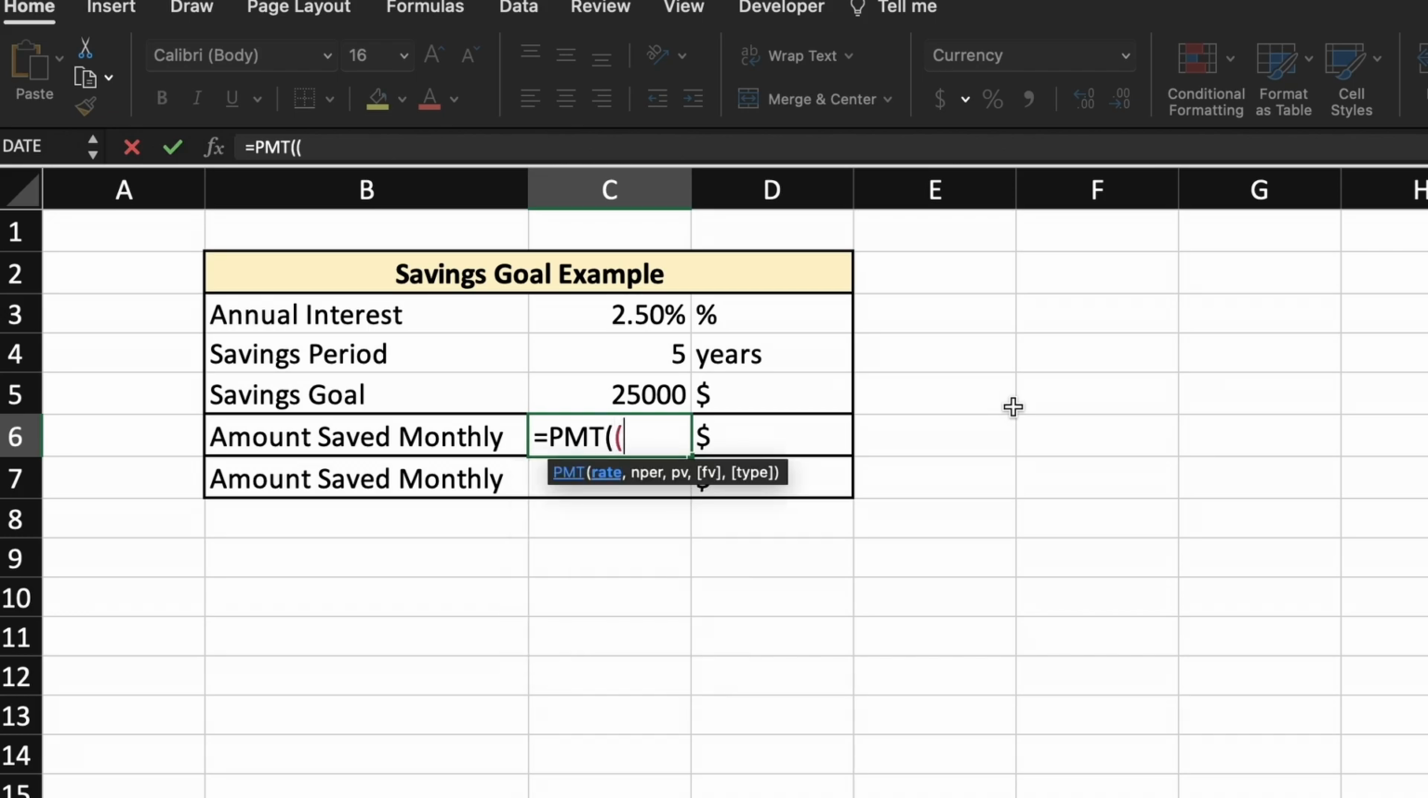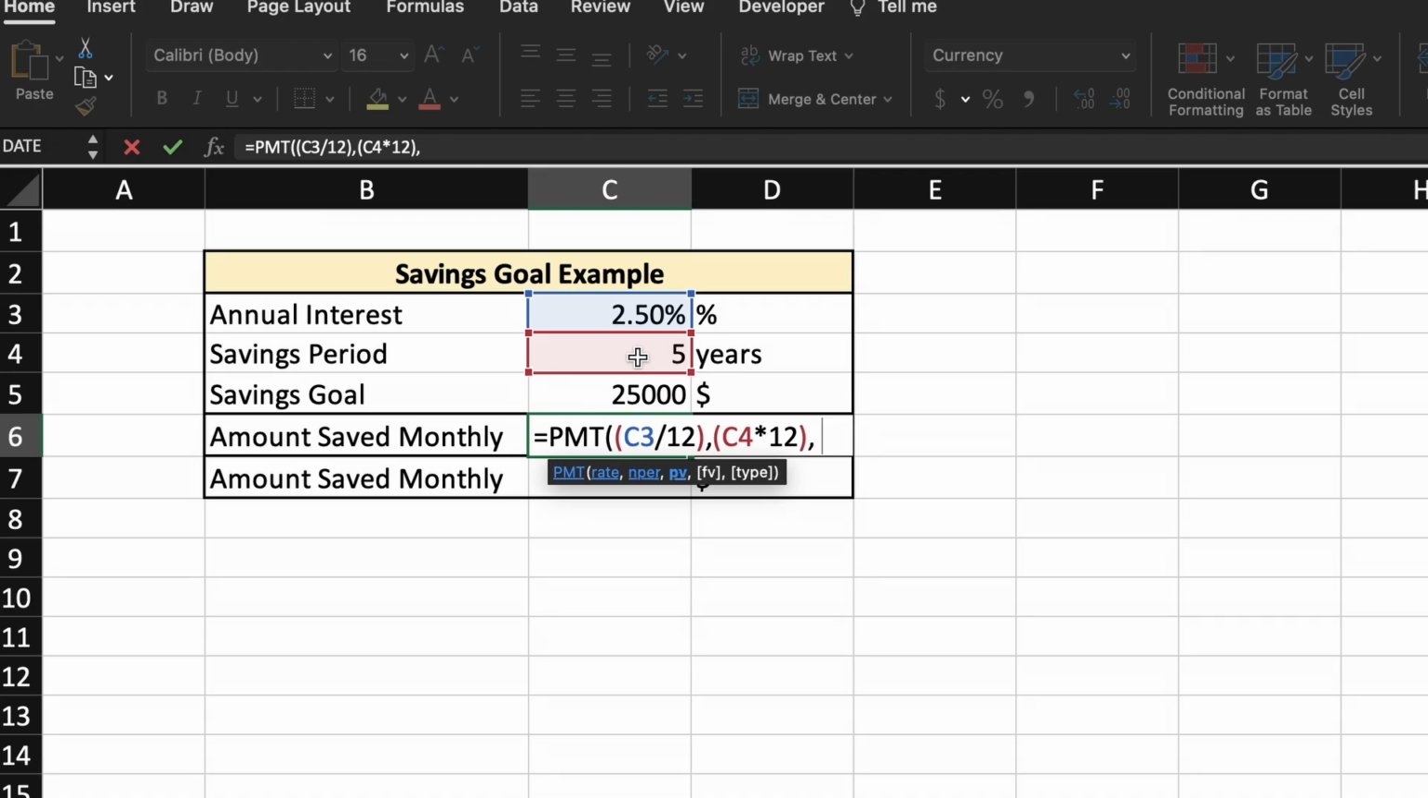Let's call our payment function, and our first variable is our constant interest rate per period. Since we are given an annual interest rate, we need to divide it by 12 to get our rate per month, as the 2.5 is an annual savings rate. Then, our next parameter is the number of payments, which is the number of deposits to our savings account. Therefore, we are saving monthly for 5 years, so 5 times 12, and that's going to be 60 deposits.